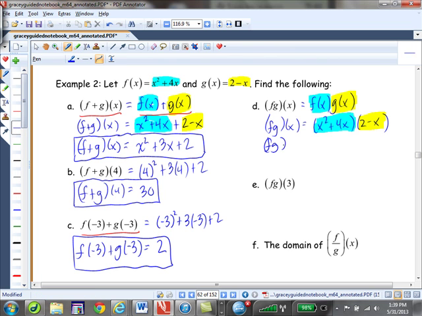So fg at x will be, we'll have x squared times 2 is 2x squared. X squared times minus x is minus x cubed. 4x times 2 is plus 8x. And 4x times negative x is going to be minus 4x squared. So when we put them in descending order and combine like terms, we will get negative x cubed minus 2x squared plus 8x.